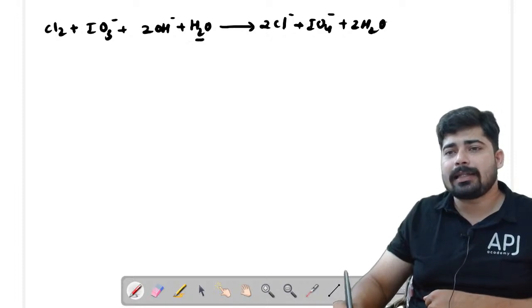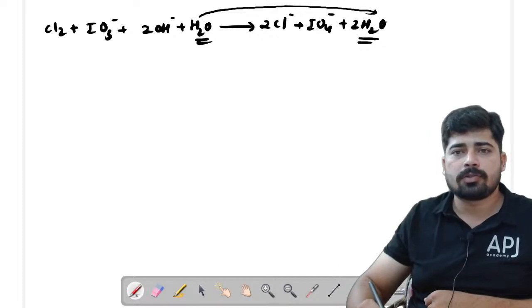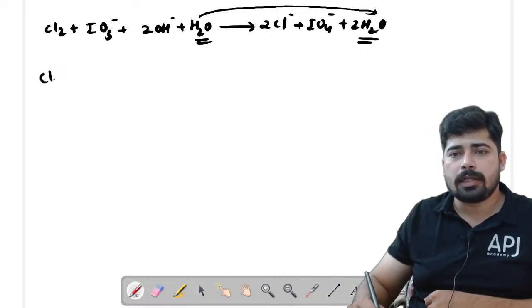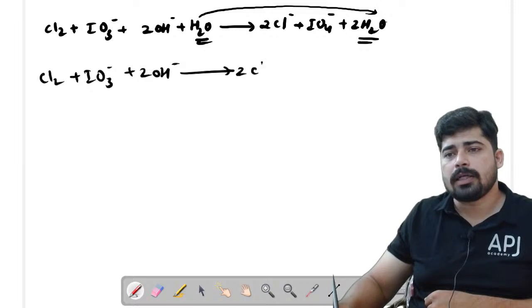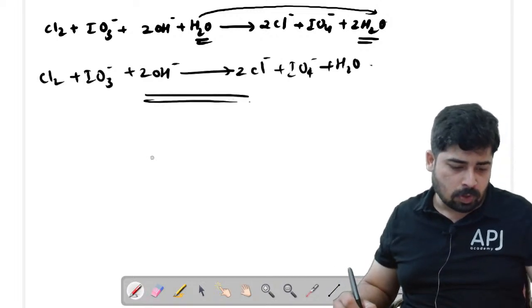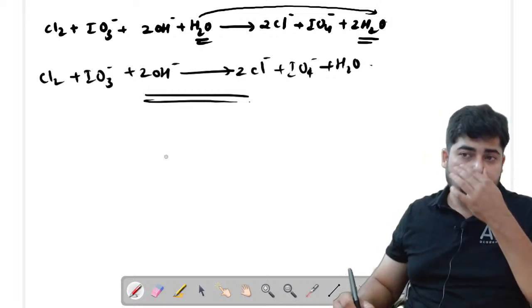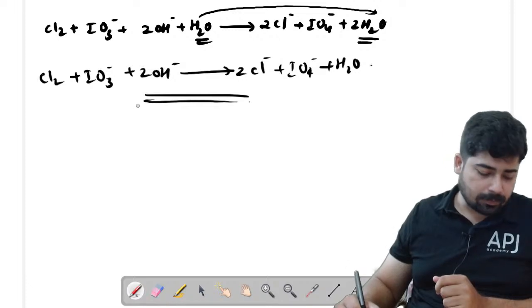Here we can see that there is one H2O in the LHS and 2 H2O on the RHS. So take this H2O to RHS. So we will be getting Cl2 plus IO3- plus 2OH-, giving 2Cl- plus IO4- plus H2O. So this is the final answer. Hope this is clear, students. Now let's do one more problem so that this concept will be thorough for you.